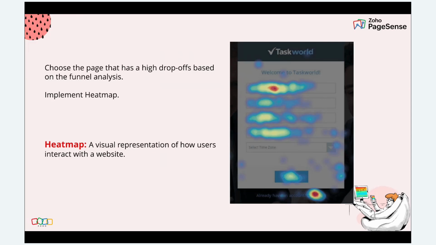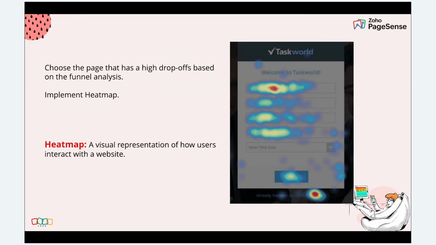So Task World just analyzed the heat map. They removed the sign-in option and reorganized the CTA. They simplified the fields from 5 form fields to just 1. That's the email ID. And with this, the conversion rate increased by 40%, and the drop-offs were reduced by 4.5%.